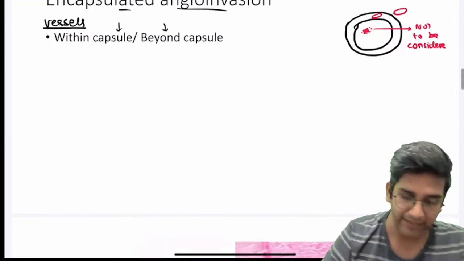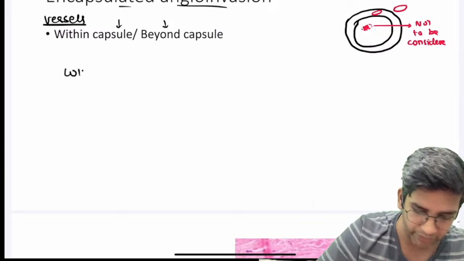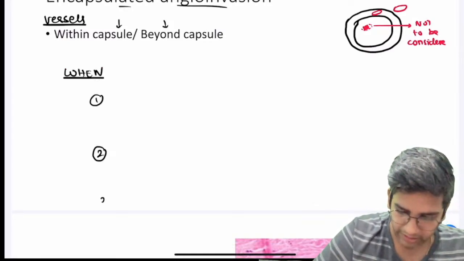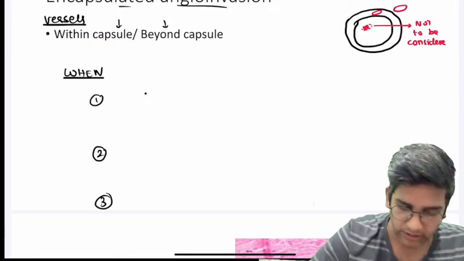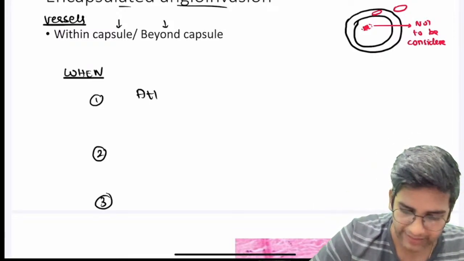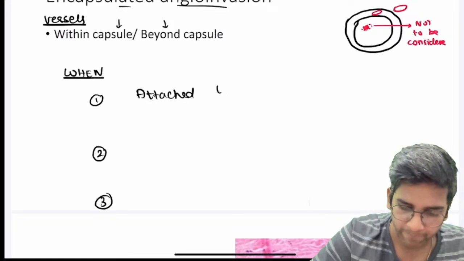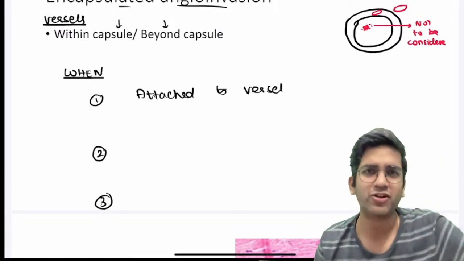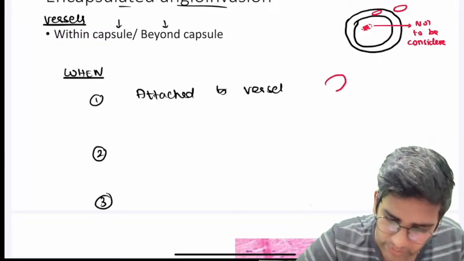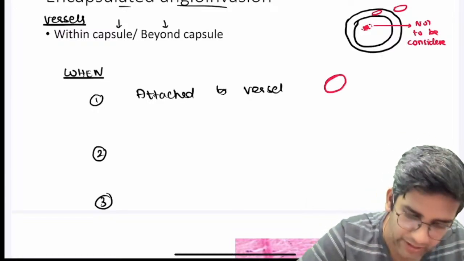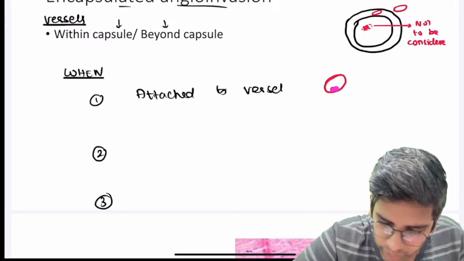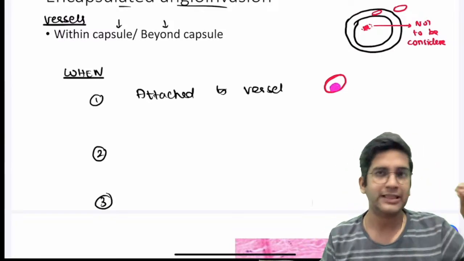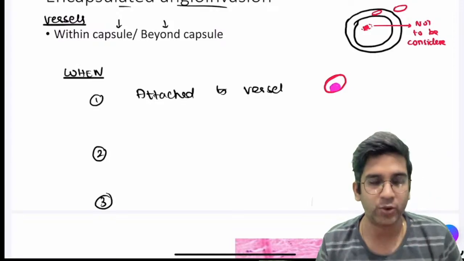That's the first rule. Then, when do I call it angioinvasion? There are three rules to call angioinvasion. The first rule, let's say, is that it should be attached to the vessel wall. When it's attached to the vessel wall, by default, I can call it angioinvasion. It's not rocket science, right? I have a blood vessel here. Let's assume pink for tumor cells. I have tumor cells attached to the vessel wall. It has to be firmly attached to the vessel wall. Then you know, okay, it's an invading tumor. I don't have a problem there, right?